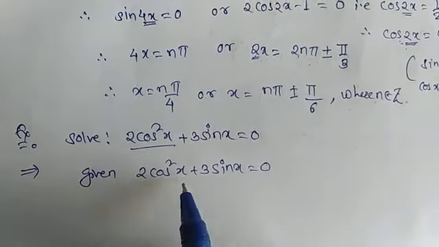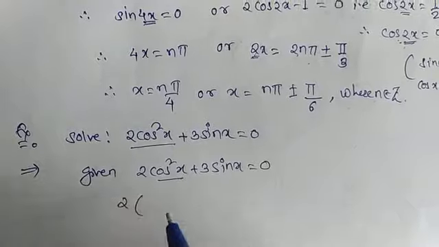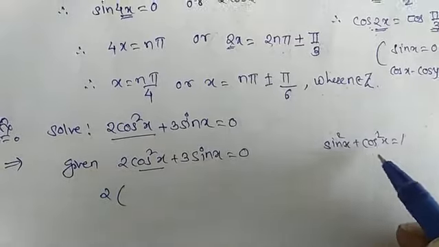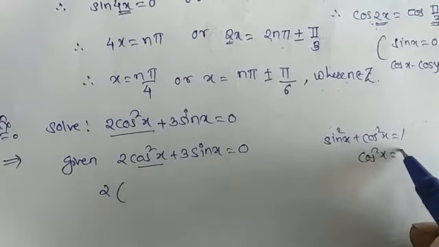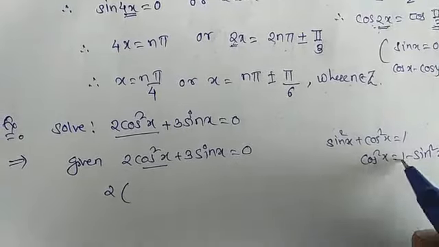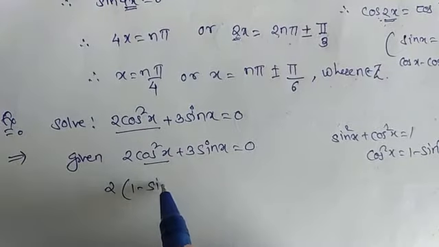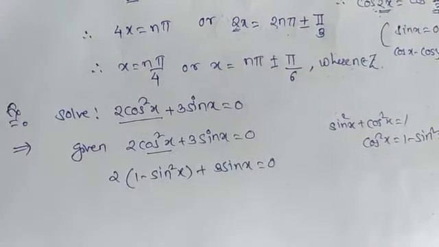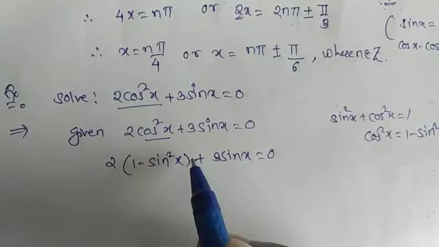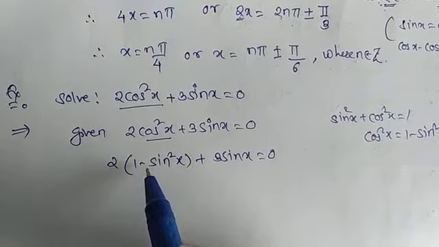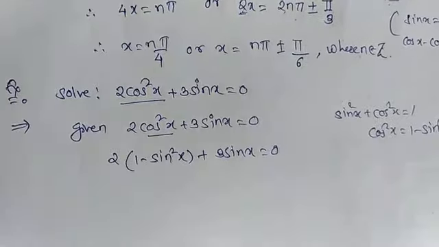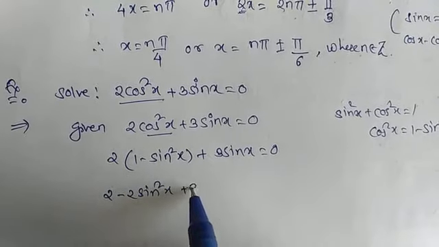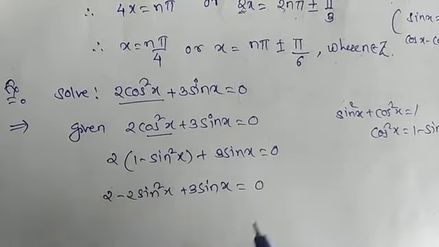Now cos square x can be written using sin square x plus cos square x is equal to 1. So cos square x can be written as 1 minus sin square x. So here we have 2 times (1 minus sin square x) plus 3 sin x equal to 0. Multiplying inside, we get 2 minus 2 sin square x plus 3 sin x equal to 0.